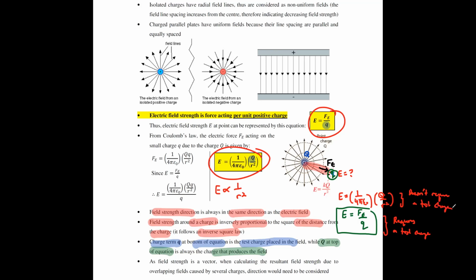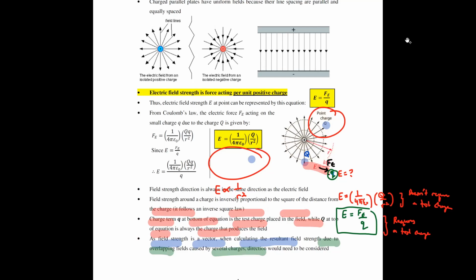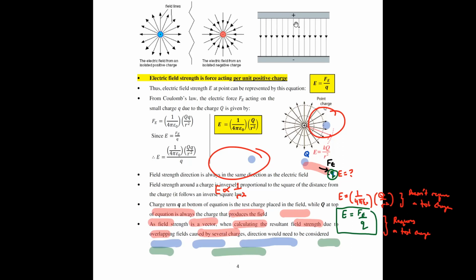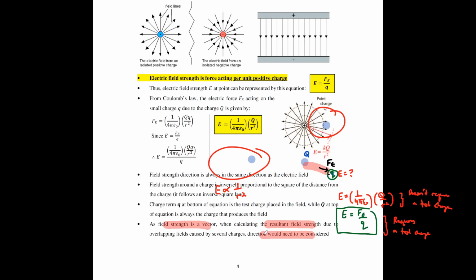Okay. Now, just now I mentioned to you that field strength is a vector. So when it's a vector, you need to consider direction. In the event that you have two overlapping fields that create a new resultant electric field, for the resultant field strength that you calculate, you need to consider the direction. This is something that I'll explain more after I go through some past year question examples with you.